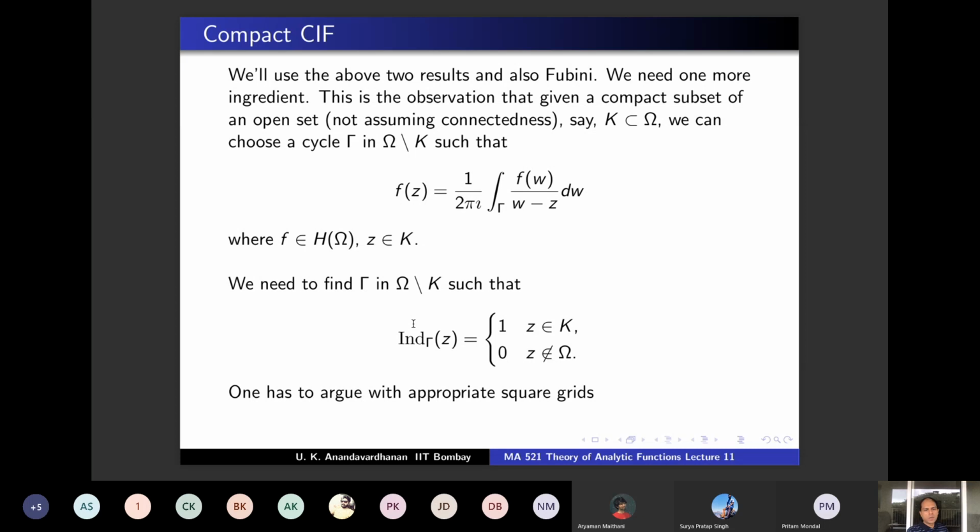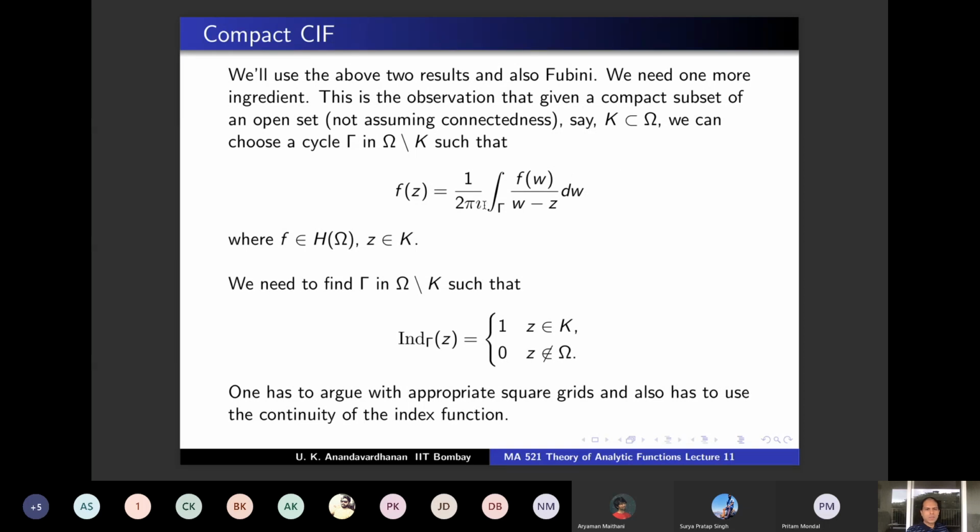So one has to argue with appropriate square grids and also has to use the continuity of the index function. These are the two ingredients. It's an easy proof. But pictorially it's very easy, and on Beamer it's slightly difficult to write it down. Therefore I'll skip the proof, but it's not difficult.